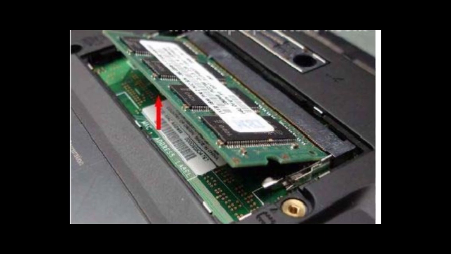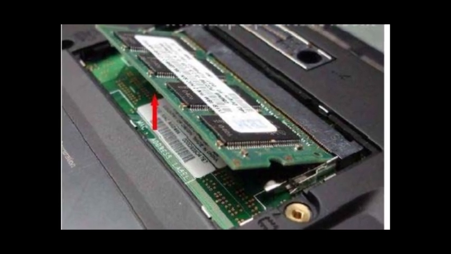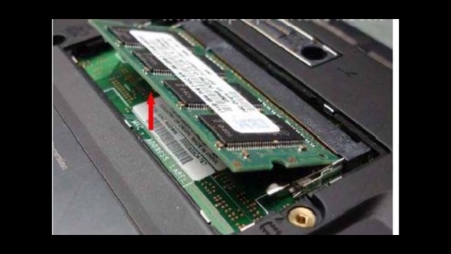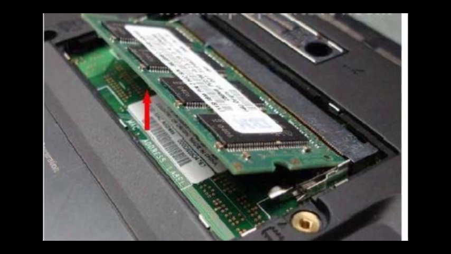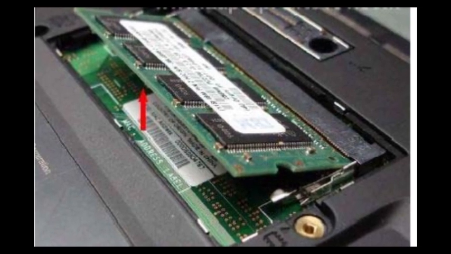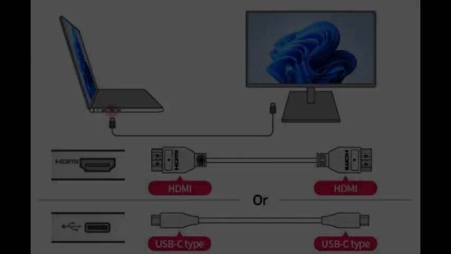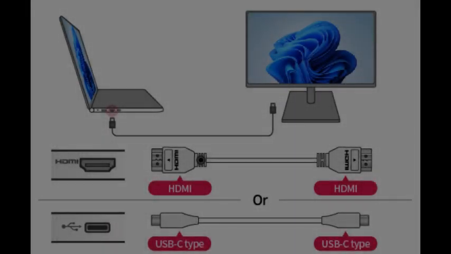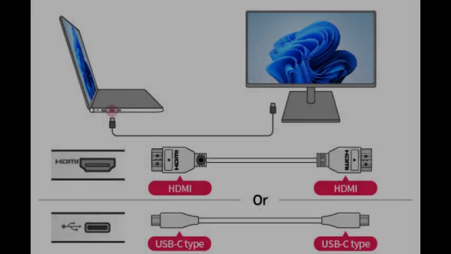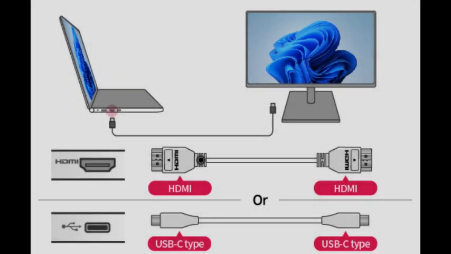Like I said, it's a little bit difficult to troubleshoot whether it is the hard drive, the RAM, or the VGA card that is having the problem. The first thing to check is if there is an image on the external monitor. Connect an external monitor to the system and check if there is an image.